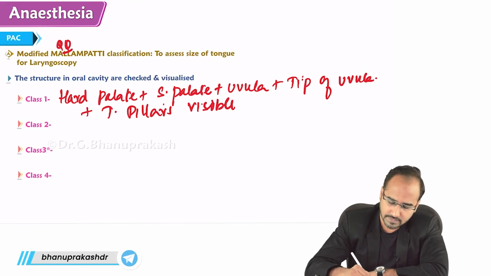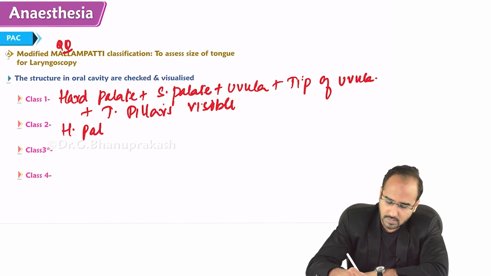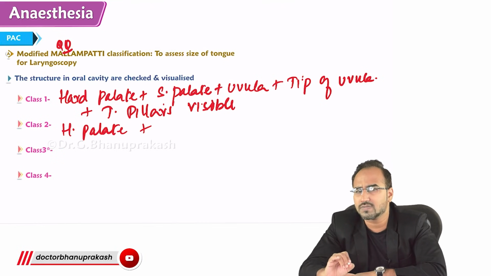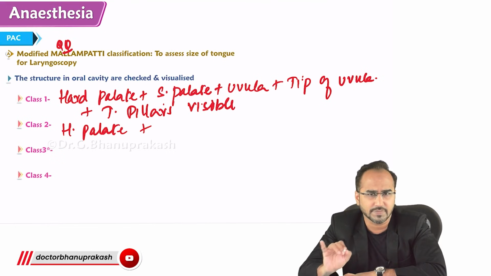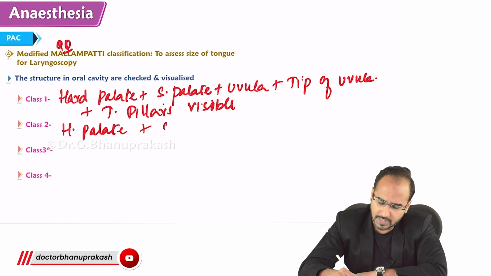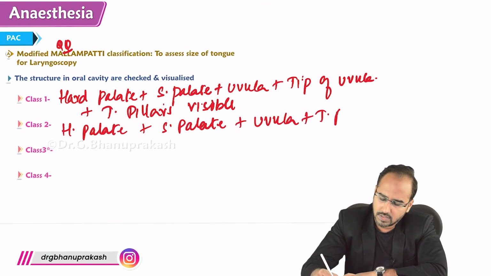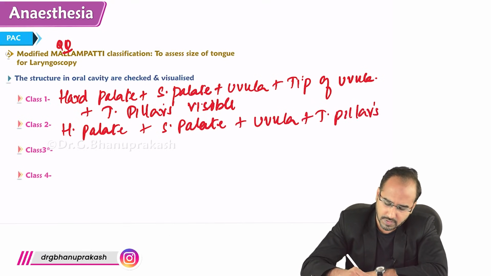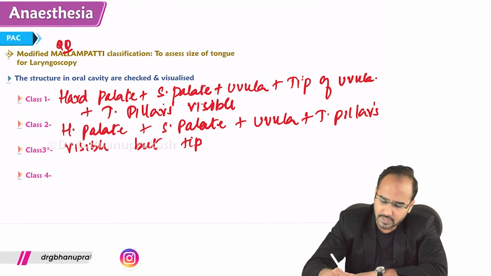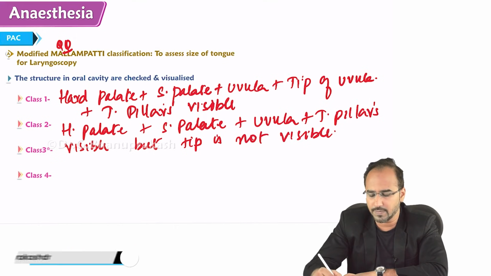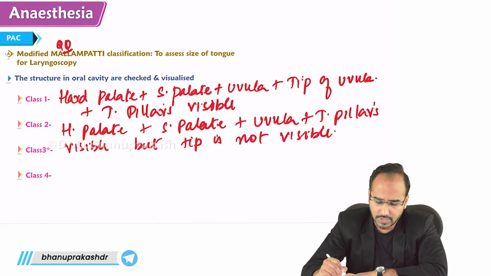Class 2 meaning what? Basically, you can say class 2 is all class 1 structures minus the tip of uvula. So, hard palate, soft palate, uvula, tonsillar pillars visible. But the tip is not visible. The tip of uvula is not visible. That is called as class 2.